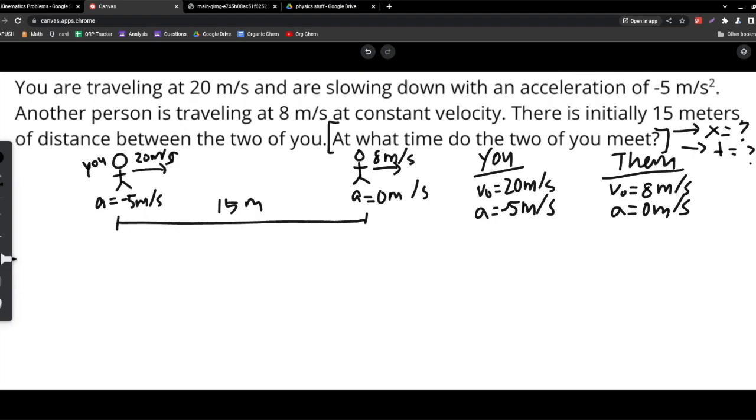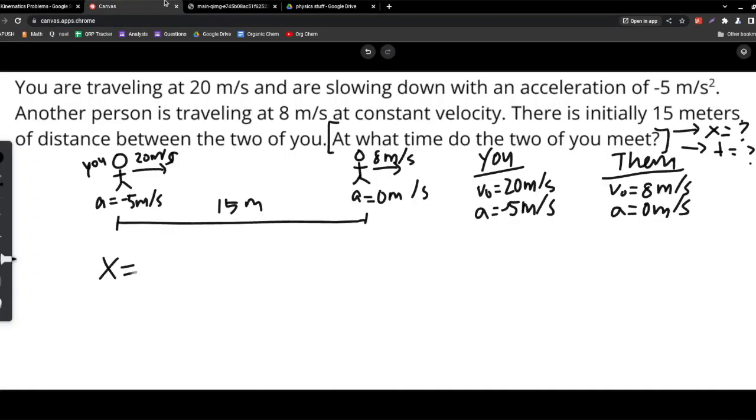The x's are going to be equal to each other because this is at the time that the two of you meet. If we look at our kinematics equations, our third equation, which I will write differently in a second, contains acceleration, initial velocity, time, and displacement. So I'm going to write it this way: x equals x0 plus v0t plus 1/2 at squared. x minus x naught is the change of x, which is displacement.